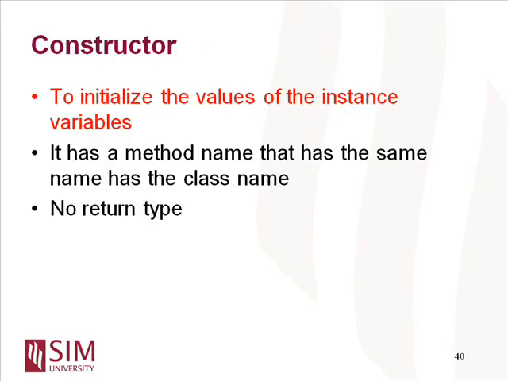After declaring the instance variables, the next component is the constructor. A constructor is to initialize the values of the instance variables. It has a method name that has the same name as the class name. There's no return type, because the class itself defines a type.